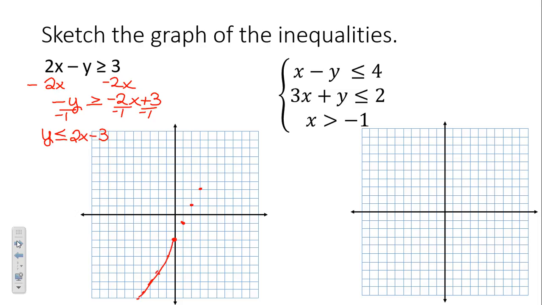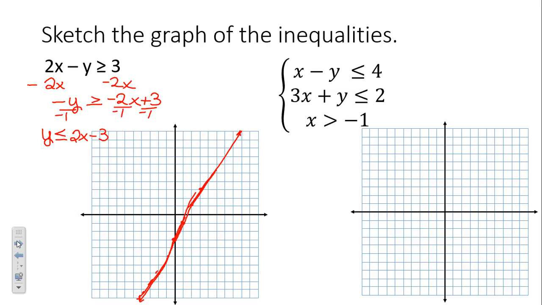Try to make nice straight lines, much straighter than mine was, please. Okay, now y is going to be smaller than this, so think about it. Where do you think we're going to shade? Below the line or above the line? Below. We think it might be below.